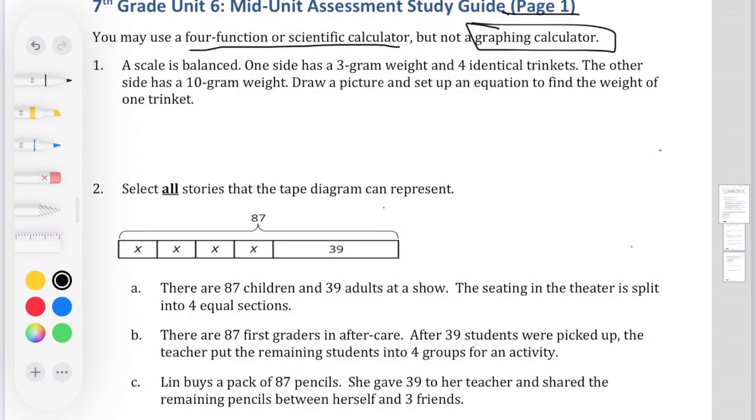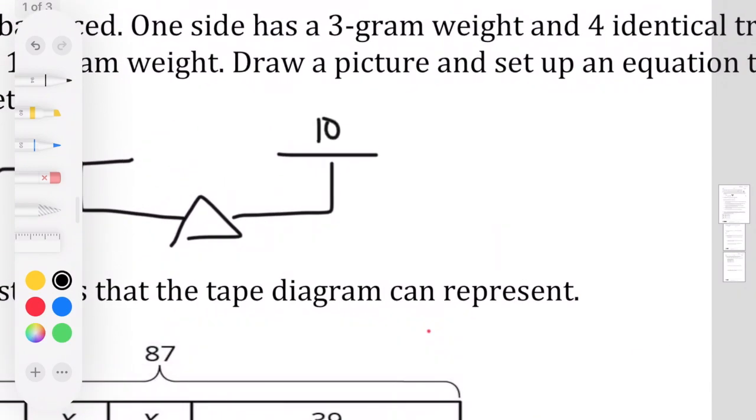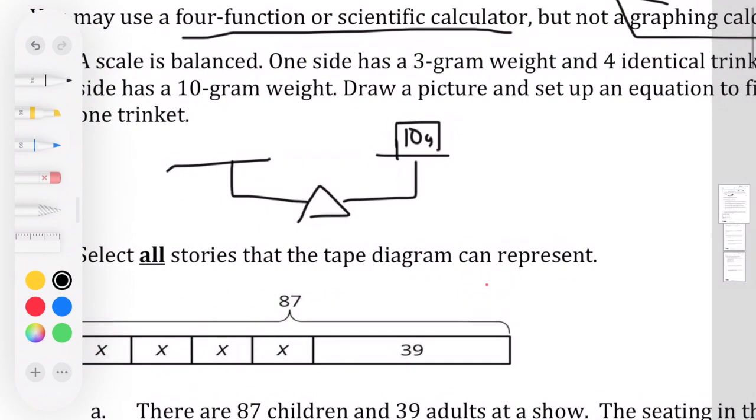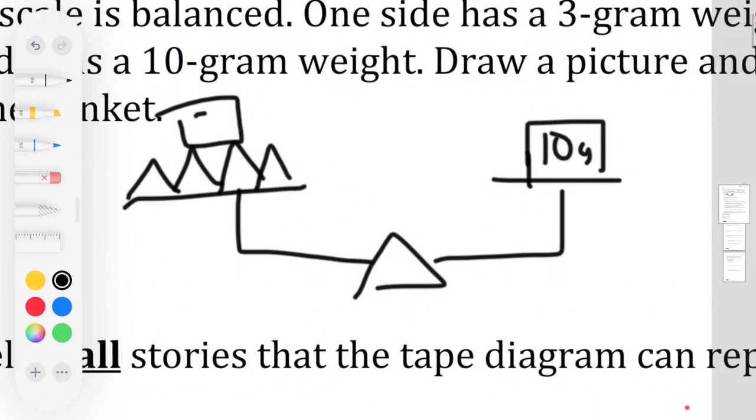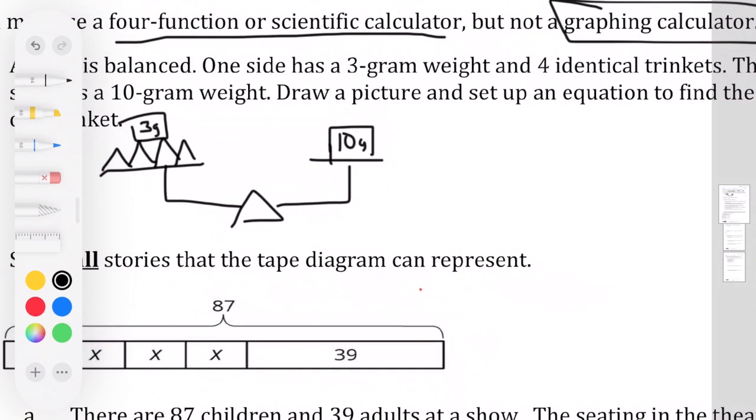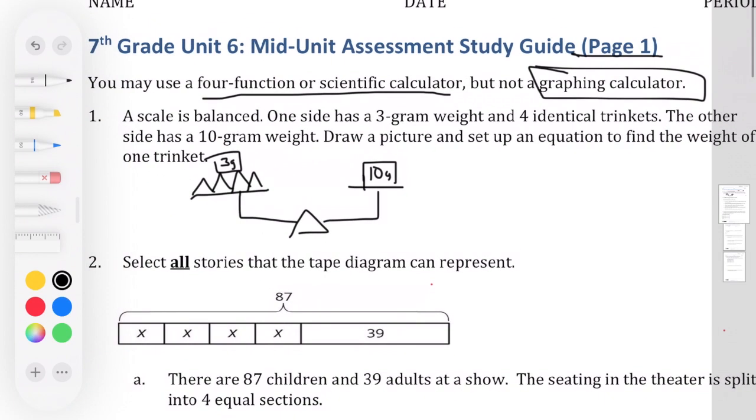So number 1, a scale is balanced. So we need to draw a balanced scale. On one side, we have a 3-gram weight and 4 identical trinkets, and on the other side, we have a 10-gram weight. So I'm going to put a 10-gram weight right here on one side. On the other side, I have 4 identical trinkets, but it doesn't tell us how much they weigh, and then we also have a 3-gram weight right here. Now, draw a picture to set that up. Well, here's our picture. I went ahead and helped you out with that.